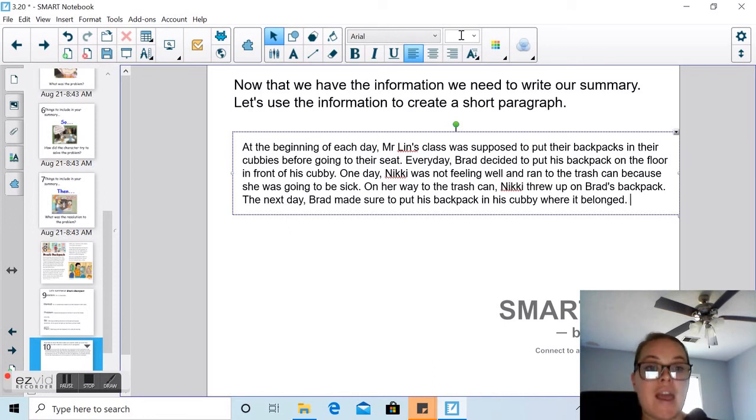And I made it shorter by just telling what the whole story was about: how they were supposed to put their backpacks away in their cubbies, and Brad decided that he wasn't going to. He was going to leave it on the floor. And then what happened because he left it on the floor. He had to get a new backpack because Nikki threw up on it.